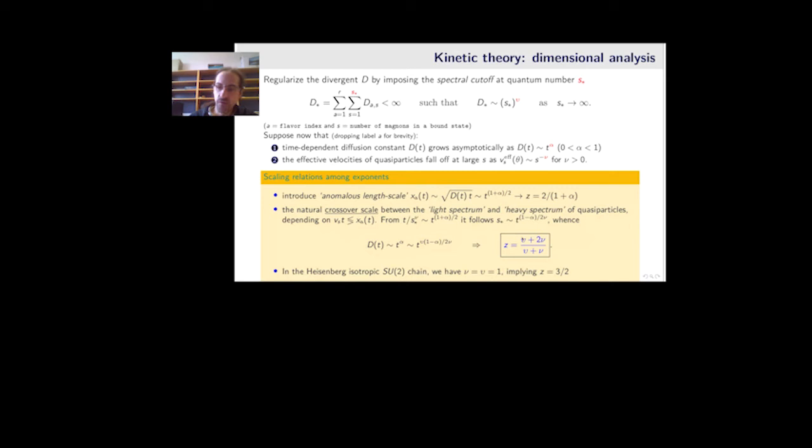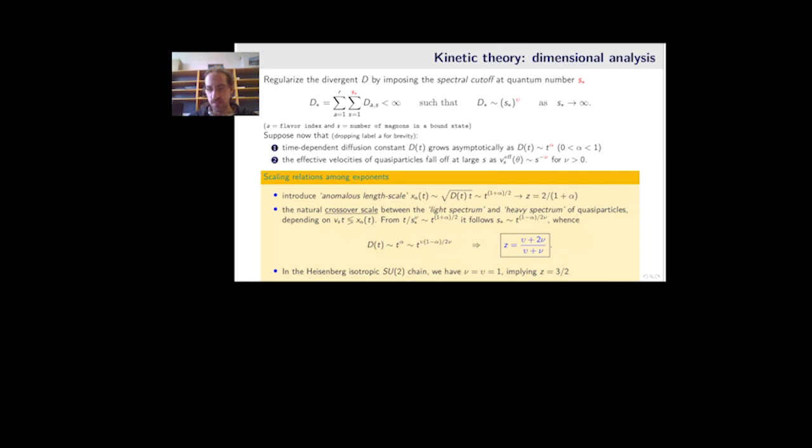So now we're able to express it in terms of these two exponents, epsilon and nu, which characterize this and this growth respectively. So as a test, you can now see, okay, let's take the microscopic data of the Heisenberg isotropic SU(2) chain, for example, where both nu and epsilon equal 1. You plug it into this formula, and voila, you get z equal 3/2, exactly what happens.